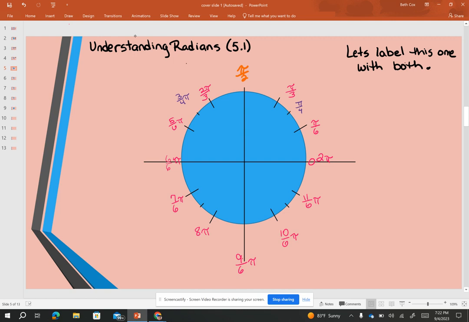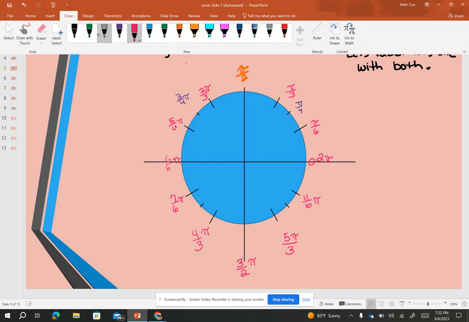8/6, well that's 4 over 3, that's 4/3 pi. 9/6, well that would be 3 over 2. 10/6 would be 5/3. 11/6 doesn't reduce. We also did the degrees on these on the previous one.